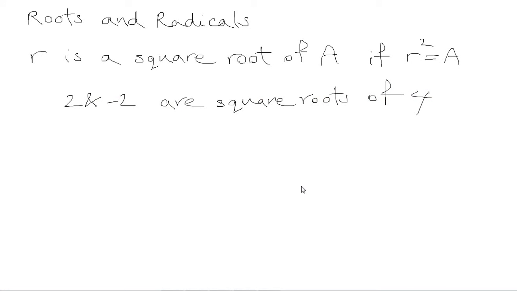4, because 2 to the power of 2 is 4, negative 2 to the power of 2 is also 4. So 2 and negative 2 are square roots of 4. 3 and negative 3 are square roots of 9 because 3 to the power of 2 is 9 and negative 3 to the power of 2 is also 9. 0 is a square root of 0 because 0 to the power of 2 is 0.